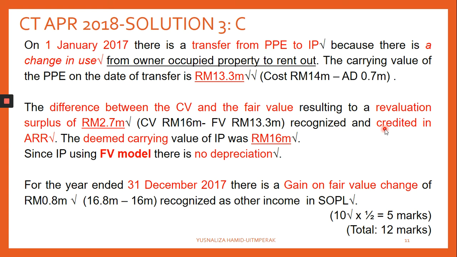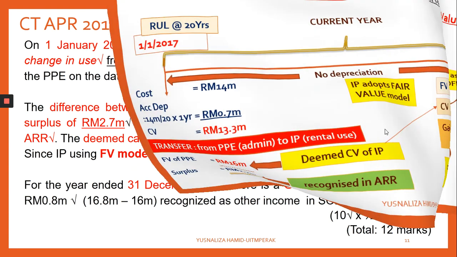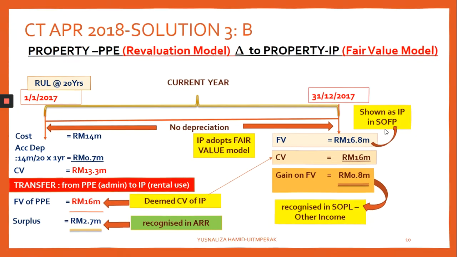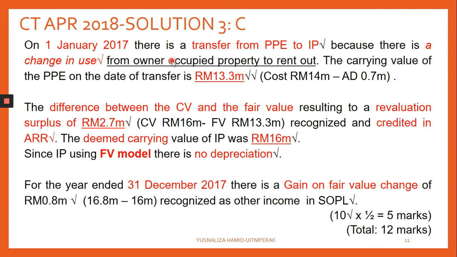Next part of the question, question 3C, is for you to write the accounting treatment. That one is just planning. The diagram that I showed you earlier is a planning before you can actually write a proper accounting treatment. So this would help you with the planning for good answers and securing good marks. On 1st of January 2017, there is a transfer from PPE to IP. So you need to mention what happened on that date, the transfer, because there is a change in use, from owner-occupied property to being rented out. The words transfer and change in use are important keywords.